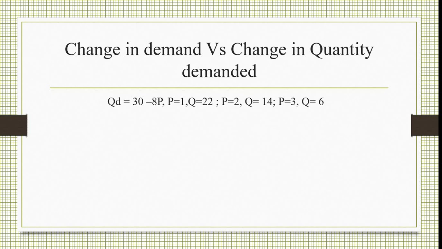So in this example, we gave a demand equation to be QD equals 30 minus 8p. So at price 1, our quantity is going to be 22. You put 1 in place of P, and we have 22. At price 2, the quantity is going to be 14. At price 3, it is going to be 6.